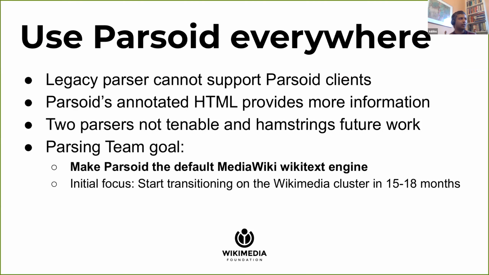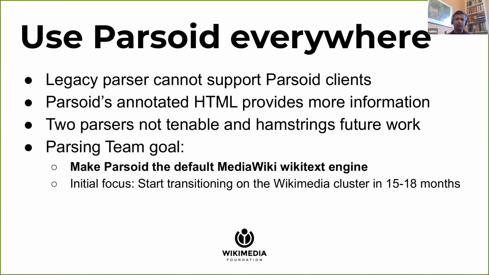The broad plan, the roadmap, is to use Parsoid everywhere, including read views and all the use cases for Wikitext parsing that MediaWiki currently has. The main reason is that the legacy parser really cannot support Parsoid clients, because it cannot convert HTML back to Wikitext, and it doesn't have all the annotations. The annotations in the HTML provide a lot more information to clients, so you can identify content that came from extensions. You can identify content that came from templates. You can demarcate what kind of links there were. You can get information about media and so on.